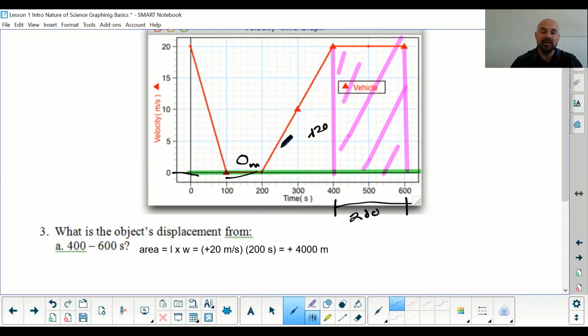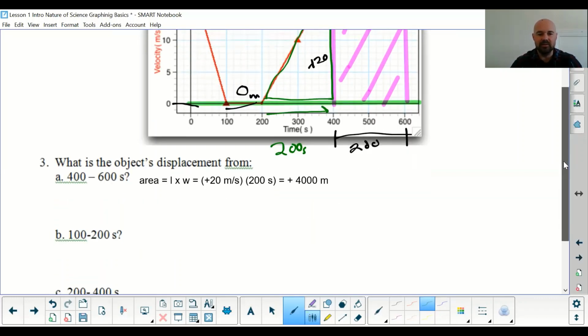So the last one here is just this section of this triangle. We're going to try to figure out that area. And we did a triangle before, so this should be fairly straightforward. So again, you have to figure out how far it goes across, which is 200 seconds. And it goes up 20 meters per second, positive 20 up here at the very top.